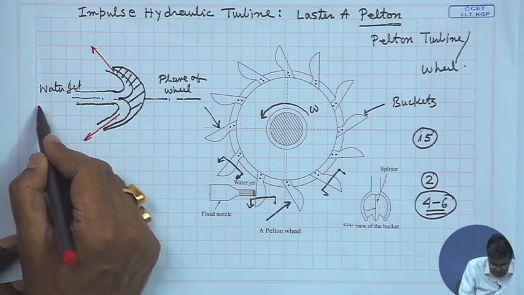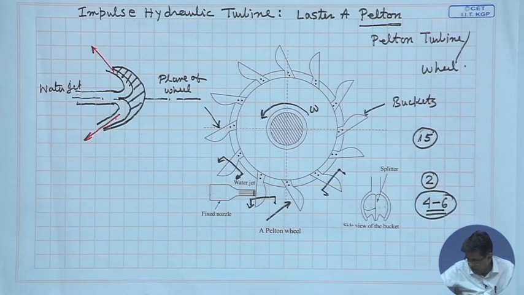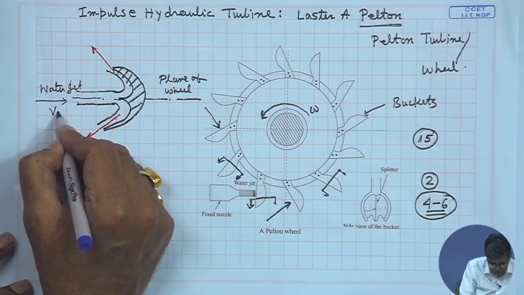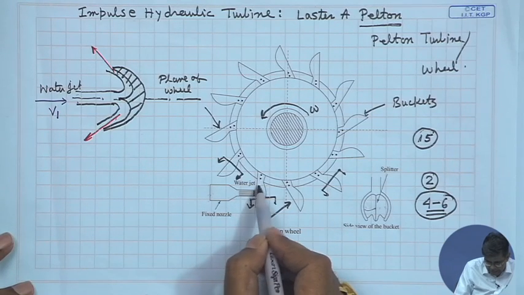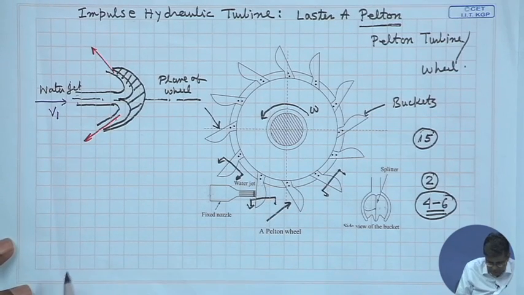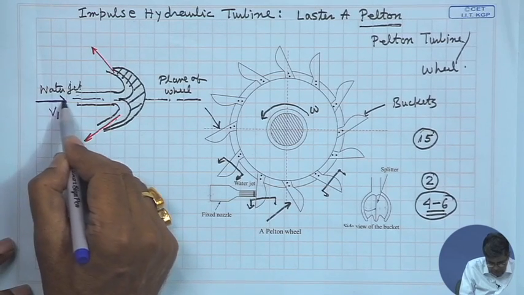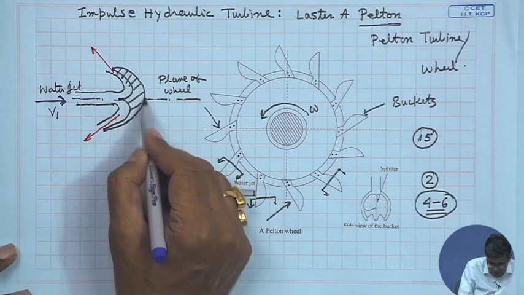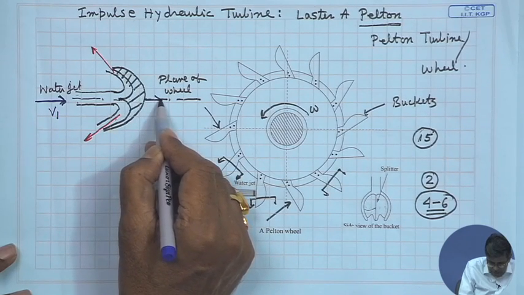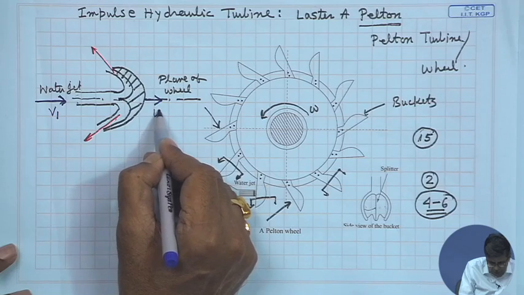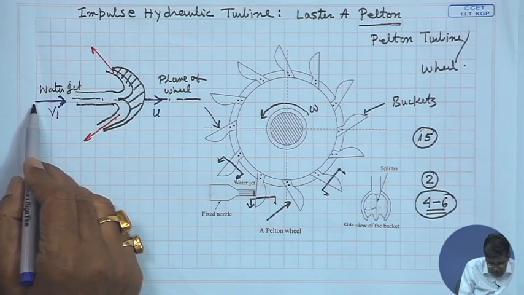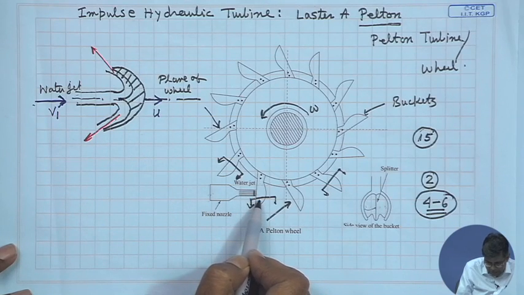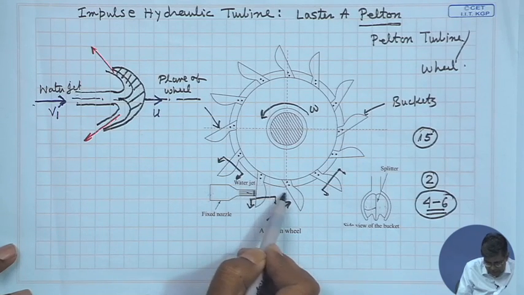This is the water jet which comes like this. Now, let us consider that the water jet is coming with a velocity V1 in this direction, which is tangent at this point. This is the direction V1. It comes like this, and as it strikes here, this bucket is moving. The linear velocity of the bucket is u in the same direction. That means the water jet velocity is in the direction of the speed of the bucket, that means the tangential direction. This is the tangential direction.